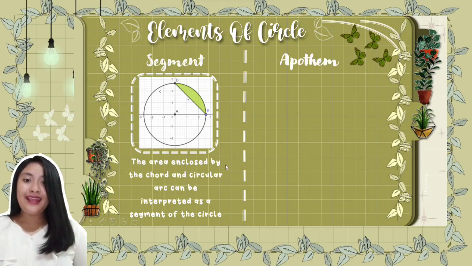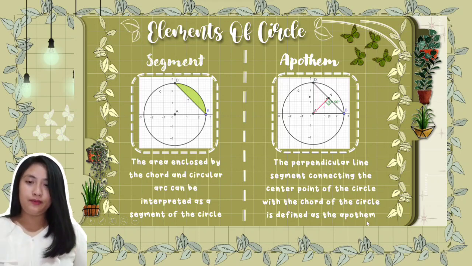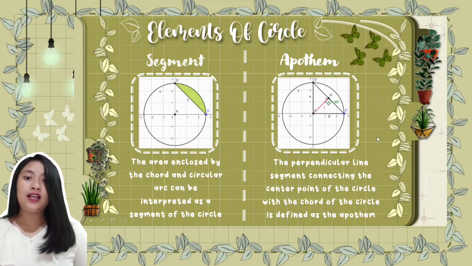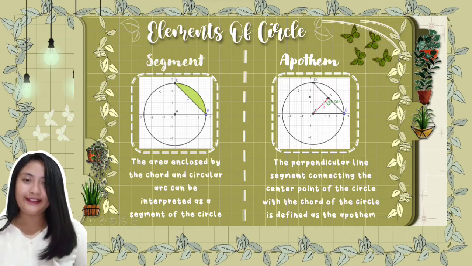The last element is an apothem. The perpendicular line segment connecting the center point of the circle with the chord of the circle is defined as the apothem. Another definition of apothem is a line segment with one endpoint at the center of a circle and the other endpoint on the midpoint of a chord of the circle.